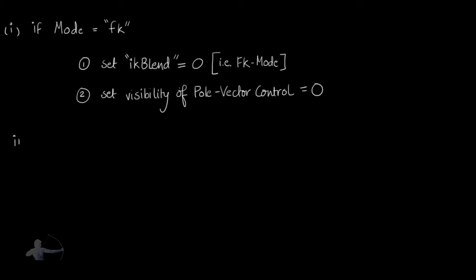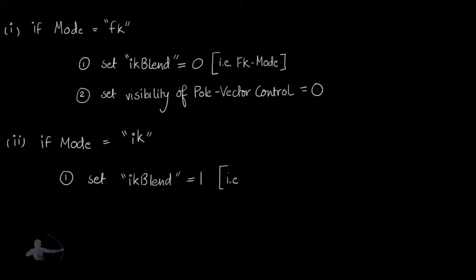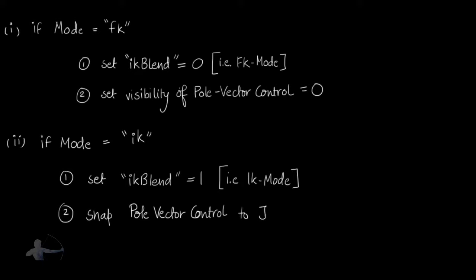And if we are in mode IK, in that case we want to set IK blend attribute to 1. That means it's the IK mode for the IK handle. Second, we also want to snap the pole vector control to joint 2, so that we don't see any snapping when the system would auto switch IK FK. Everything should stay intact. So that's why we would need to snap the pole vector control to joint 2. That is what we are doing in the function.